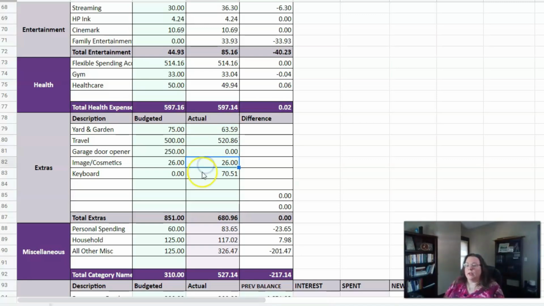Image Cosmetics was $26. That was for Matt to get a hair and beard trim. And then I had to buy a new keyboard because my keyboard here at home is mine. It's not from my company. It's my own. And the reason why it was $70 is because I have to have an ergonomic keyboard. Okay. And I say I have to because I have a condition in my left hand that if I'm typing on a regular keyboard where your hands are like this, let me get towards the camera, where your hands are square like this, then it activates this tenosynovitis, I think is what it's called.